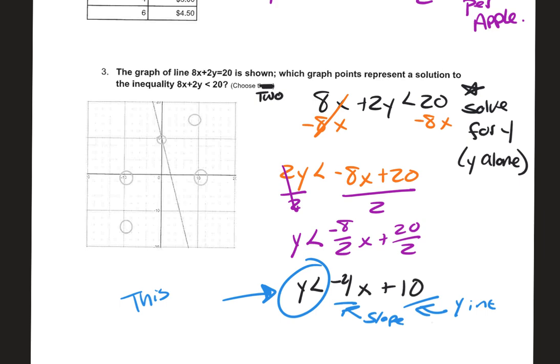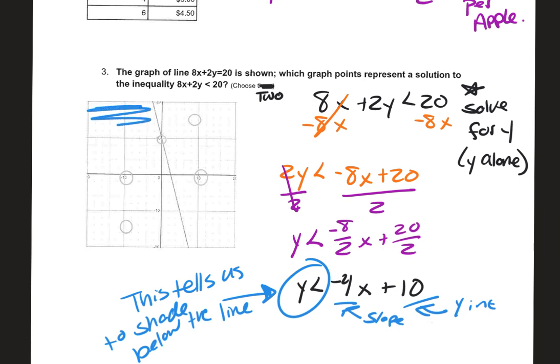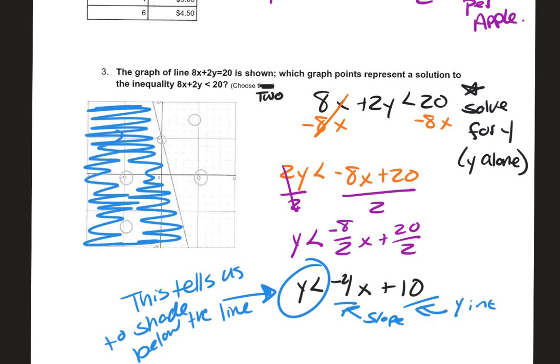So this tells us to shade below the line. Here's my line right here. I would shade everything below my line, so everything down here would be shaded. Guess what the 2 points are that fall below there? This one and this one.